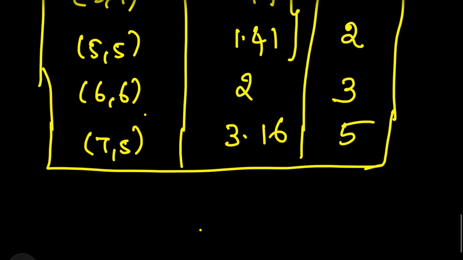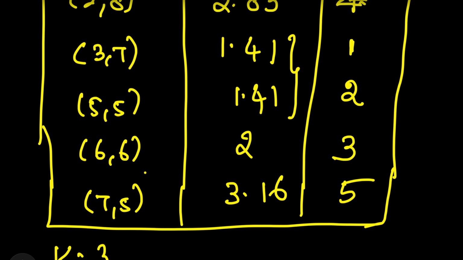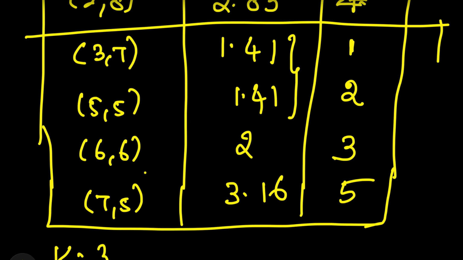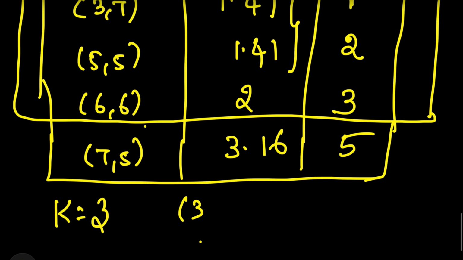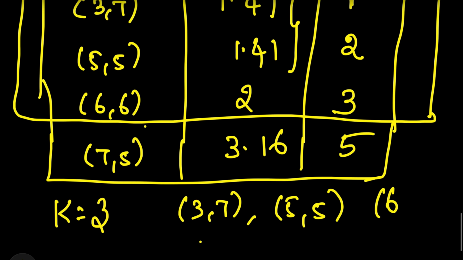So now what is the value of k? It is 3. I have to take the top 3 ranked samples. I have here 1, 2 and 3. So now I have to take the samples 3 comma 7, 5 comma 5 and 6 comma 6.